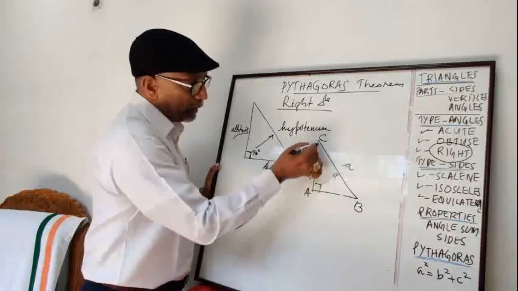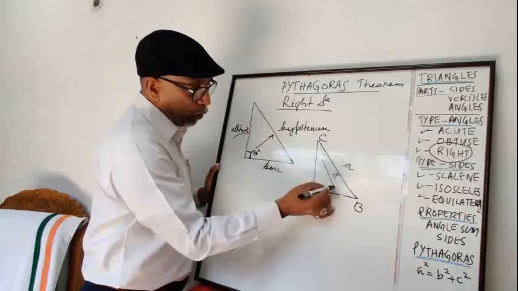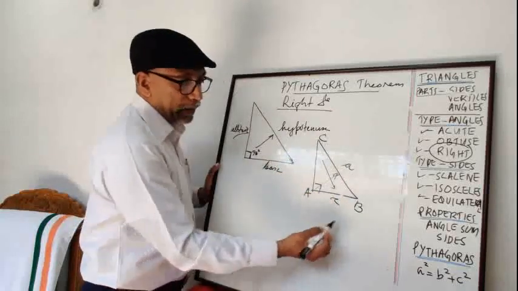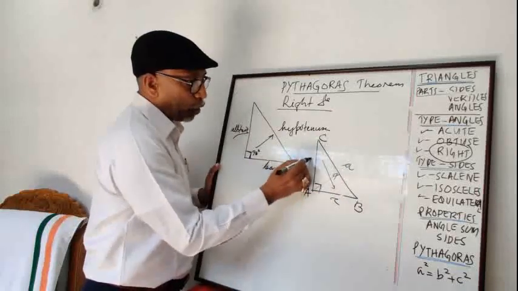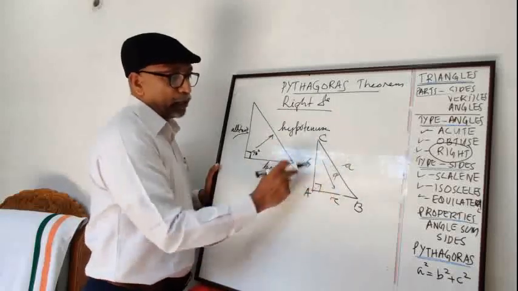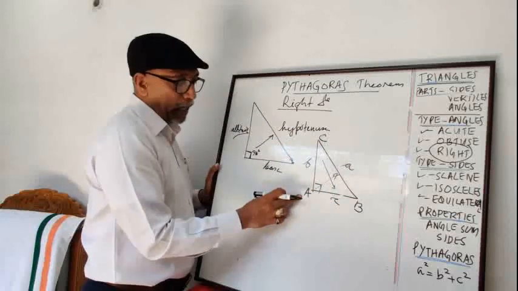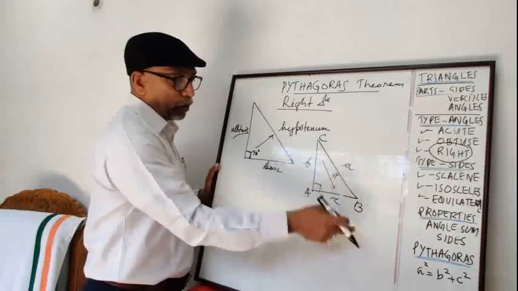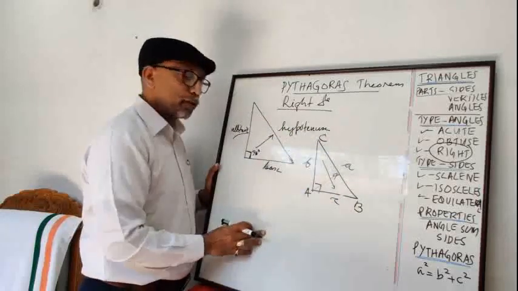The side opposite to C is normally called c, and the side opposite to B is normally called b. So these are the three small letters we are using. The side opposite to A is called a, the same small letters we are using.